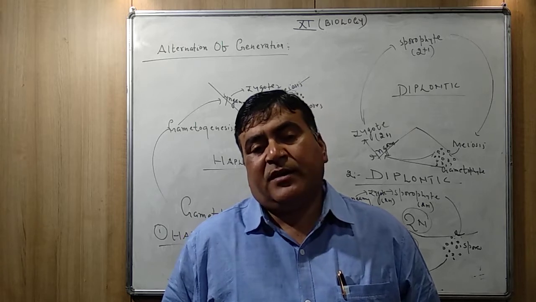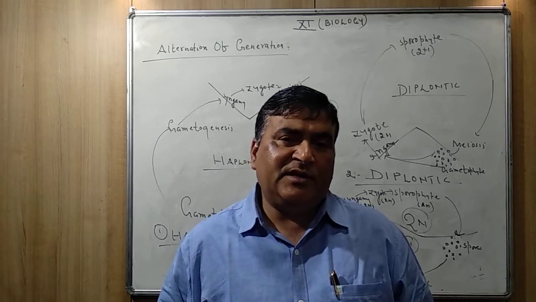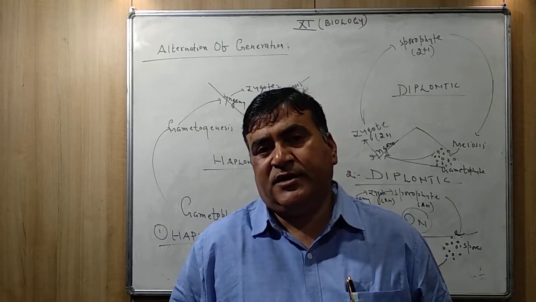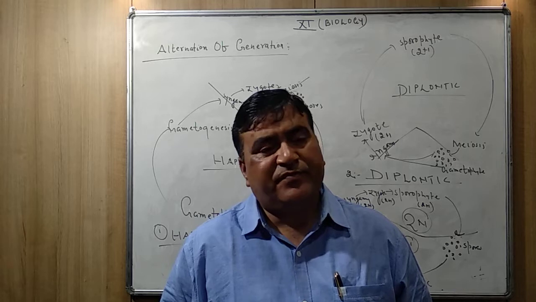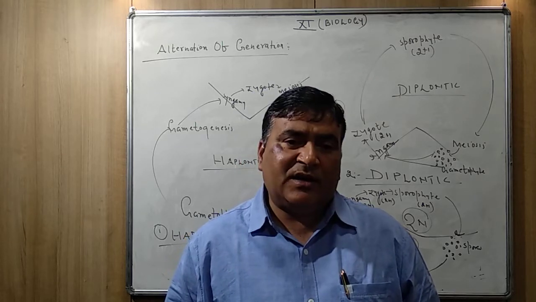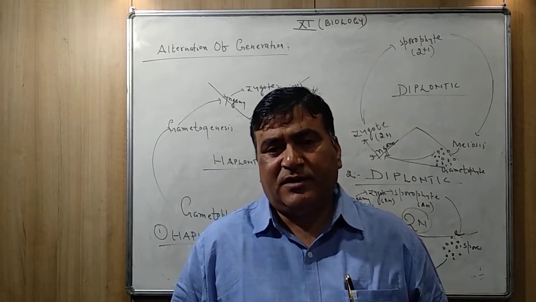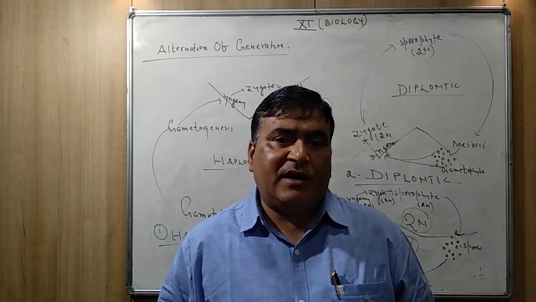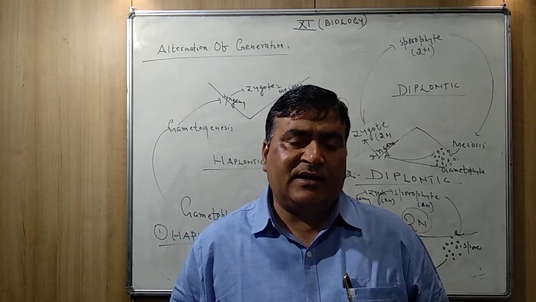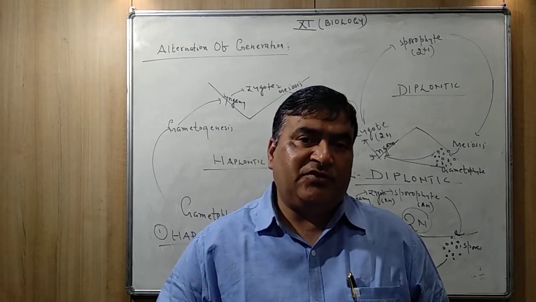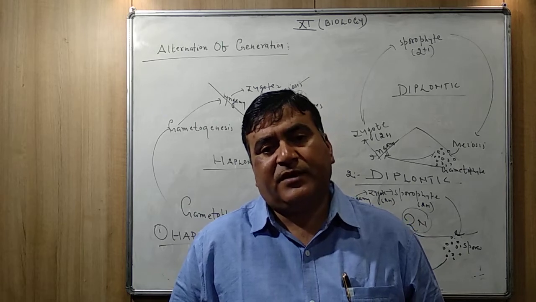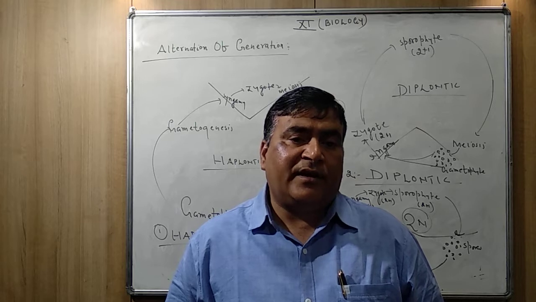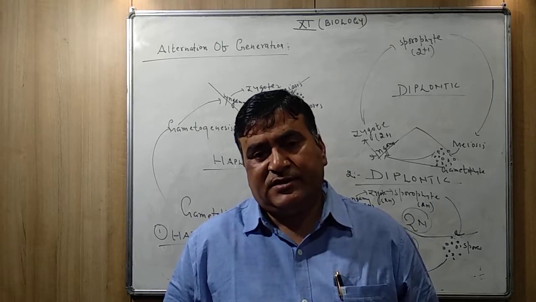As you know, each plant, whether it is algae, bryophytes, pteridophytes or gymnosperm, in all the plants, not only in the case of the plants, but in animals also, the plant as well as the animal has two stages in their life cycle. Especially, we have to discuss the alternation of generation in plants.